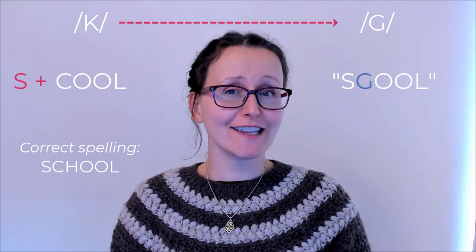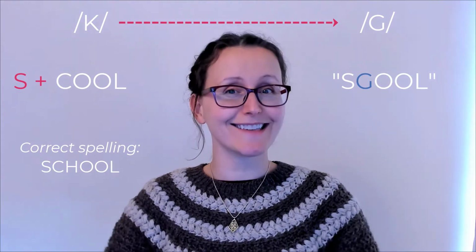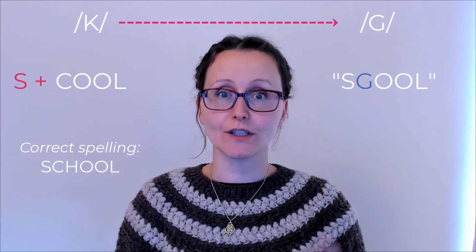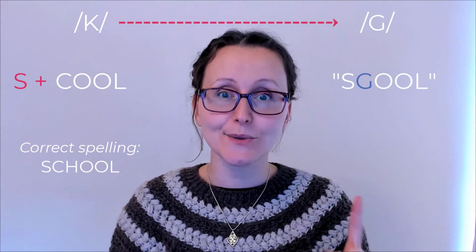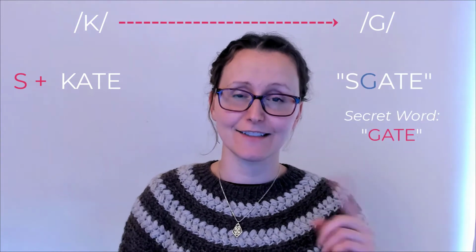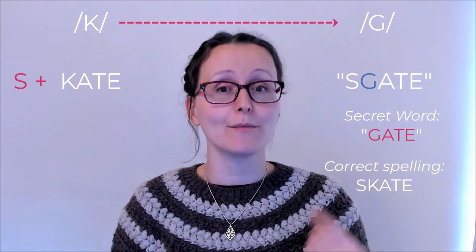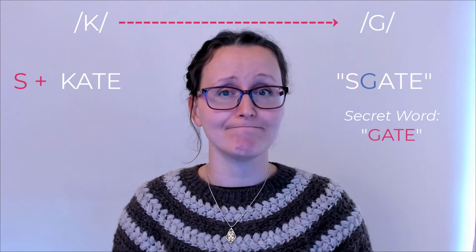So you may have learned that it should be school, but it's not. It's actually ghoul. School. Got it? Next one, Kate. K, K, K, Kate. Add an S and it's actually G, G, G, gate. Skate. Spelled with a K, pronounced more with a G sound.